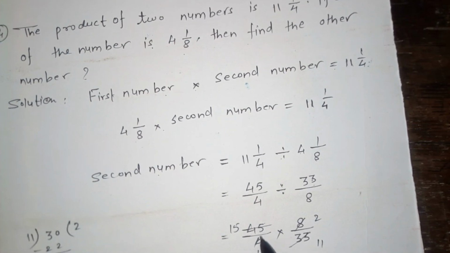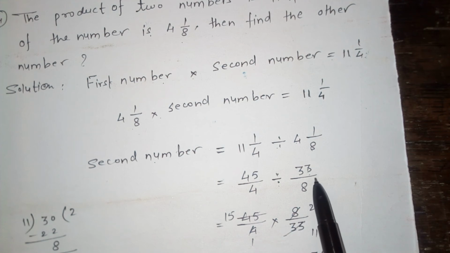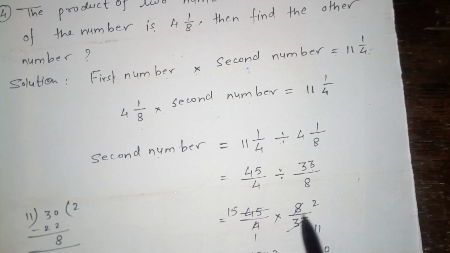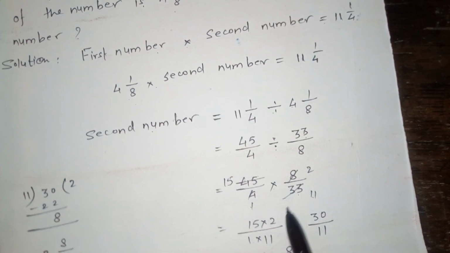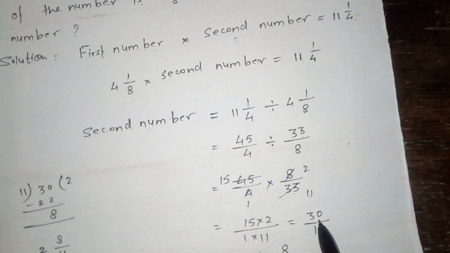Then after 45 upon 4 divided by 33 upon 8, in place of division we will apply the multiplication sign, and the multiplicative inverse of 33 upon 8 is 8 upon 33. Then after we will apply the cancellation procedure. 4 1 ja 4, 4 2 ja 8, 11 3 ja 33 and 15 3 ja 45. After cancellation, some numbers will remain. 15 into 2 divided by 1 into 11. 15 times 2 is 30 upon 11, 1 times 11 is 11.